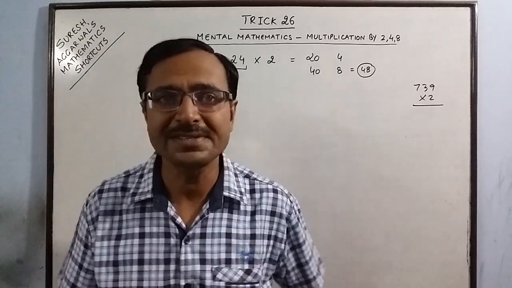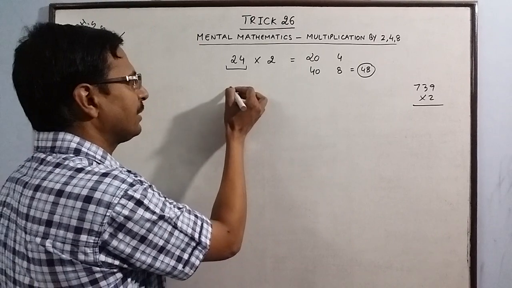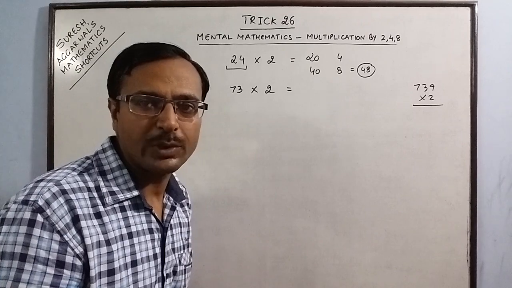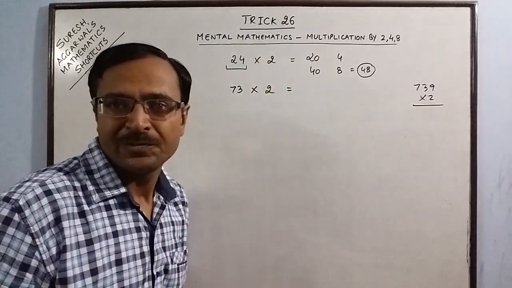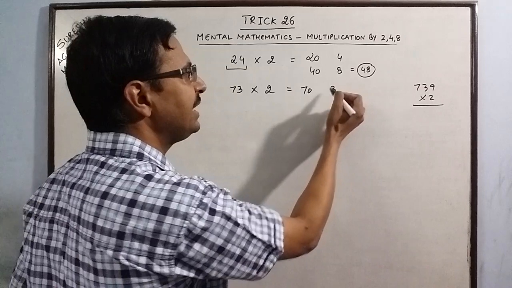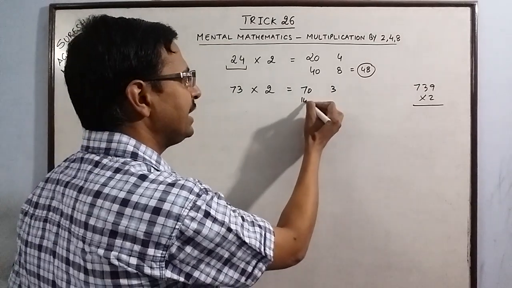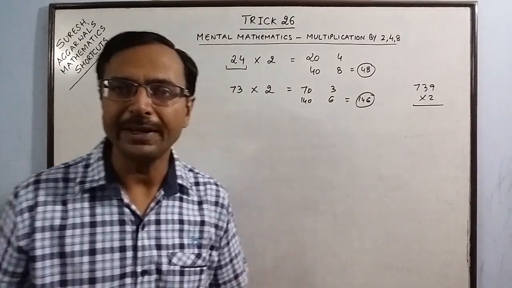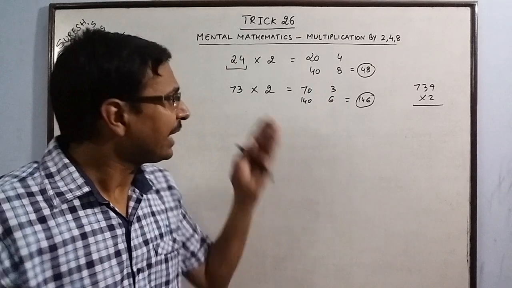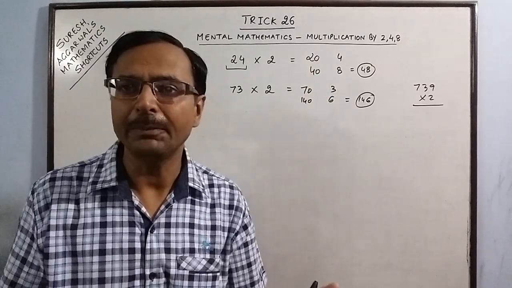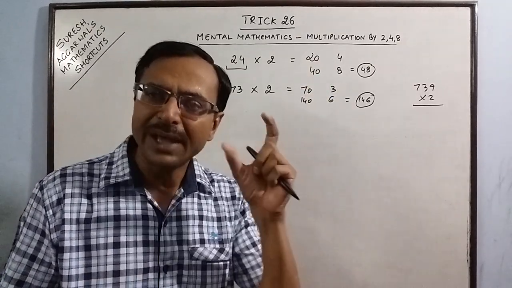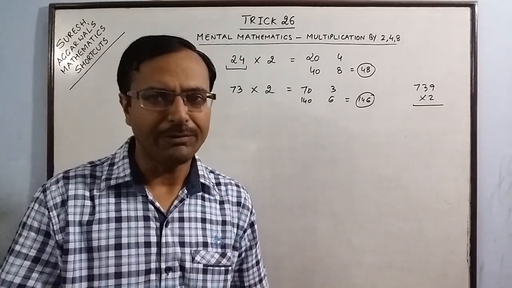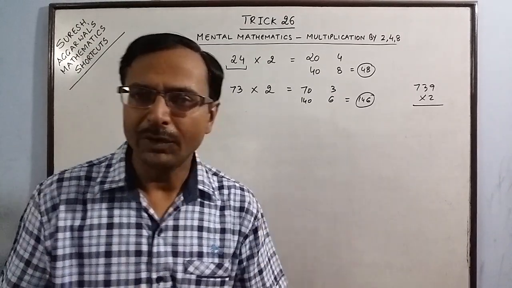I'll give you some more examples of this. Suppose another number, say a larger number, 73. Don't call it 73 and don't start doing 73 multiplied by 2 like this. Just call it seventy, three and double: 140 and 6, 146. It gets multiplied by 2 automatically. And you don't have to write these steps. This is all done in mind. And once you have that particular kind of thinking towards the numbers, then I think you can work out wonders in mathematics.